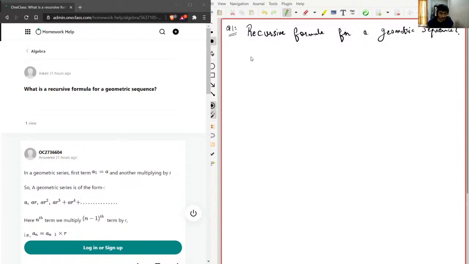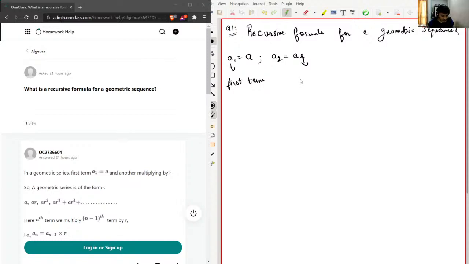First I'll tell you what a geometric sequence is. Let's say we have a number A. Then in the series, we write another number for the second term. A1 is the first term of the series. For A2, we just multiply R with the previous term. Here A is called the first term, A2 is the second, and R is called the common ratio.